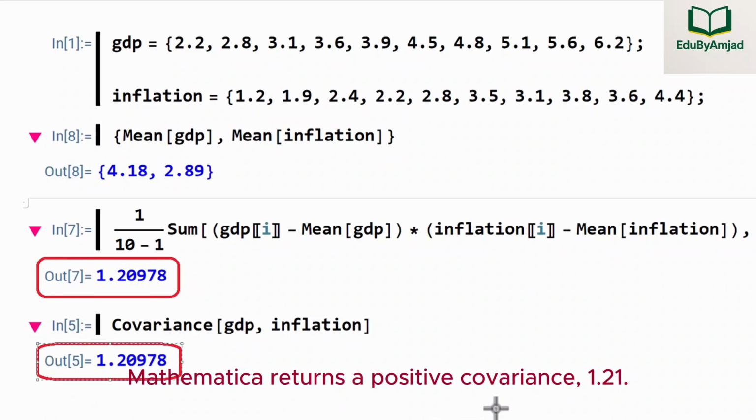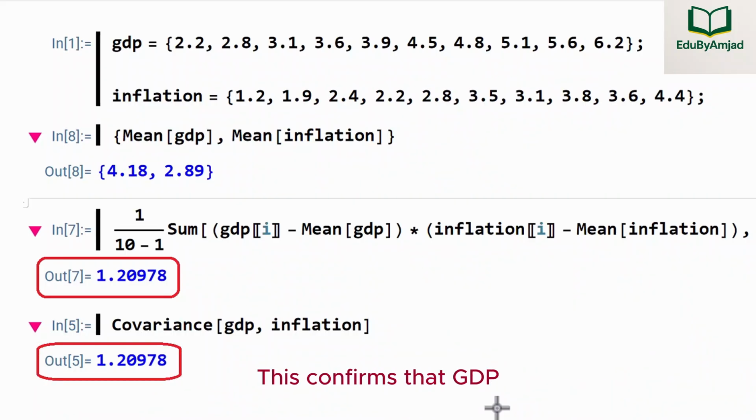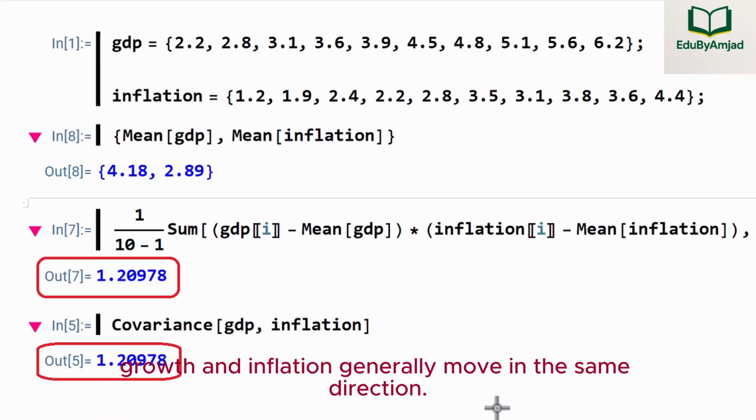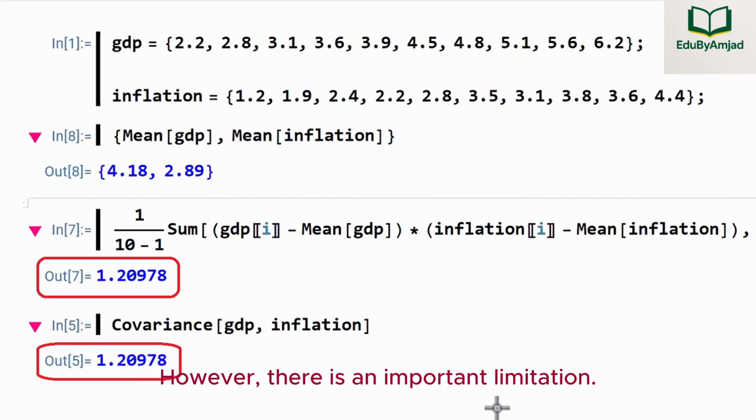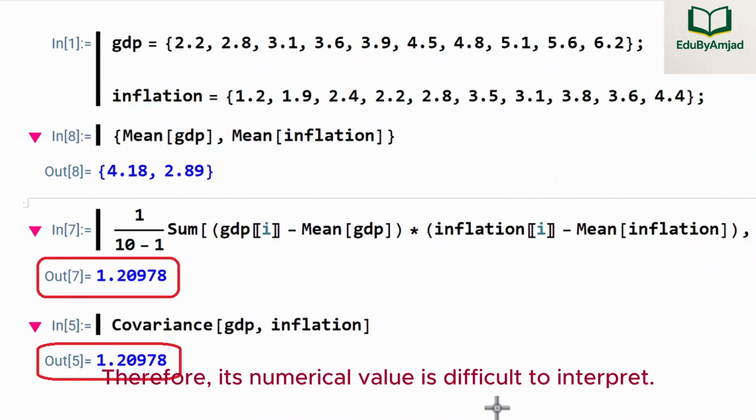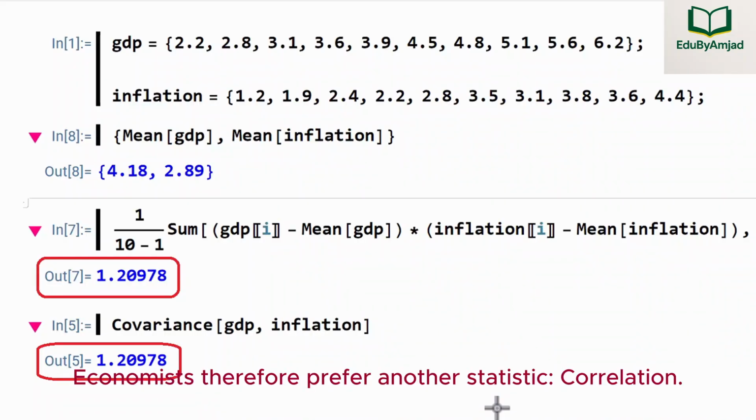Mathematica returns a positive covariance, 1.21. This confirms that GDP growth and inflation generally move in the same direction. However, there is an important limitation. The magnitude of covariance depends entirely on the units of measurement. If GDP were measured differently, the covariance would also change. Therefore, its numerical value is difficult to interpret. Economists therefore prefer another statistic, correlation.